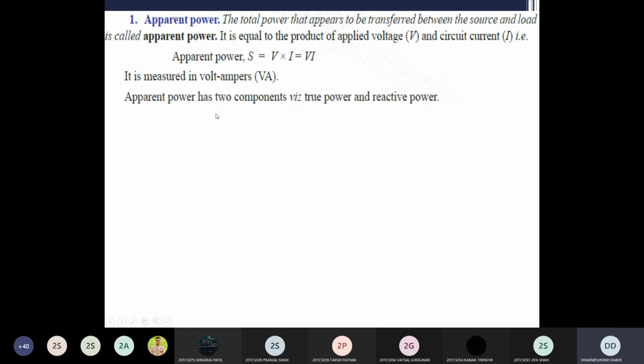So that has two components. As I already told you, apparent power is the vector summation of active and reactive power. So it is composed of true power, meaning active power, and reactive power. Clear?